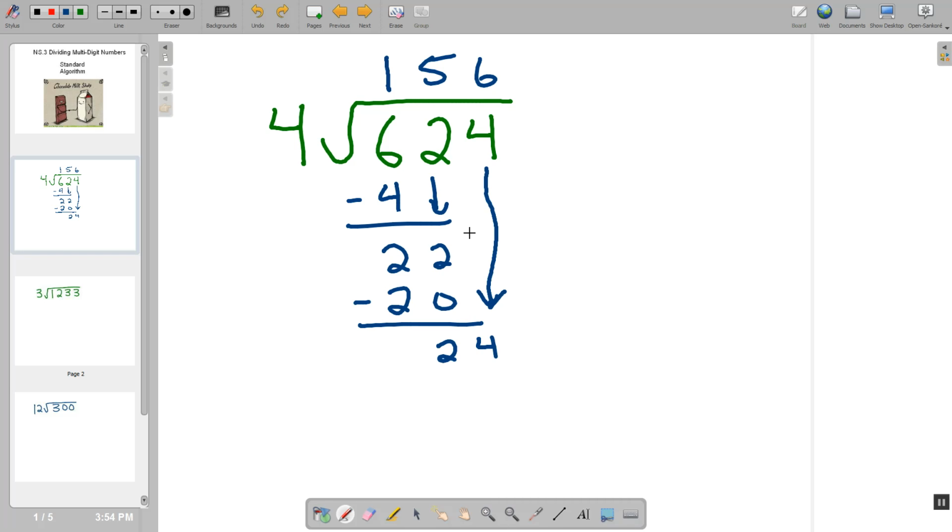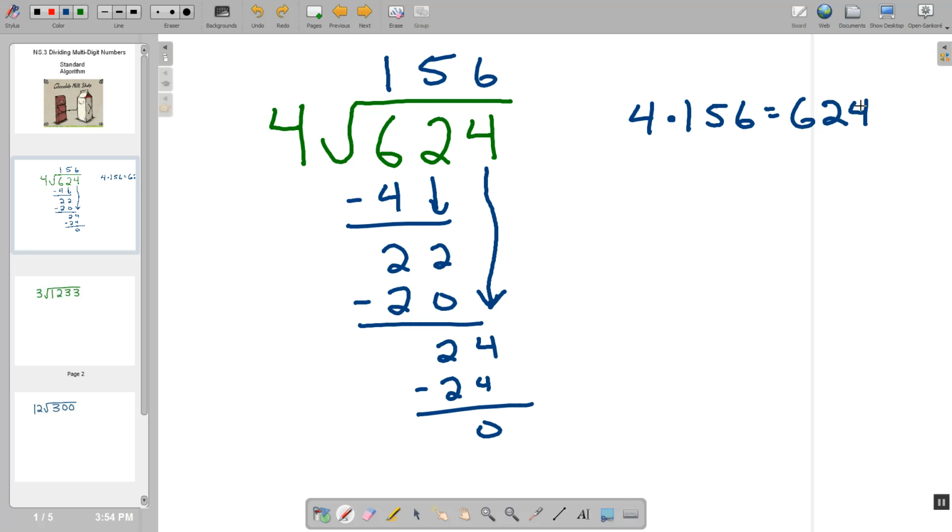So we have an answer of 156. We have no remainder, which means that 4 times 156 is equal to exactly 624.